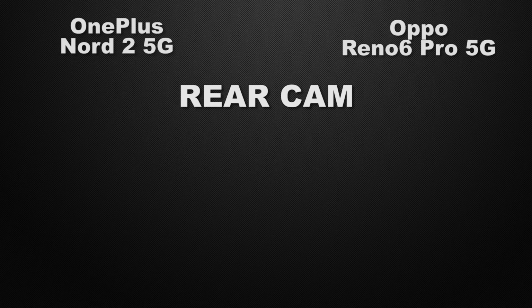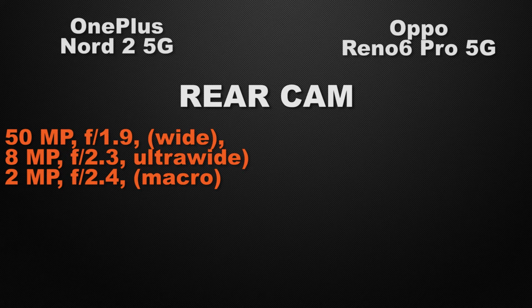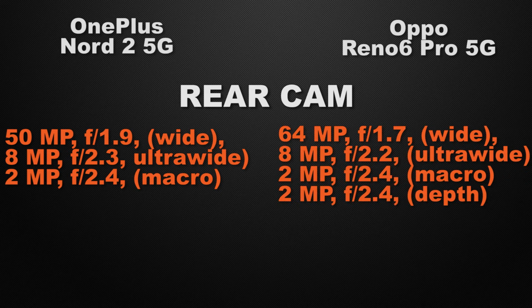Let the comparison start with the camera of the devices. Talking about the rear camera, Nord 2 has a triple camera setup: a 50 megapixel wide camera, an 8 megapixel ultra wide camera, and a 2 megapixel macro camera. Whereas Reno 6 Pro comes with a quad camera setup: a 64 megapixel wide camera, an 8 megapixel ultra wide camera, a 2 megapixel macro camera, and a 2 megapixel depth sensor. So the winner here is Reno 6 Pro because it has a quad camera setup, with a 64 megapixel wide camera which can take high resolution photos.